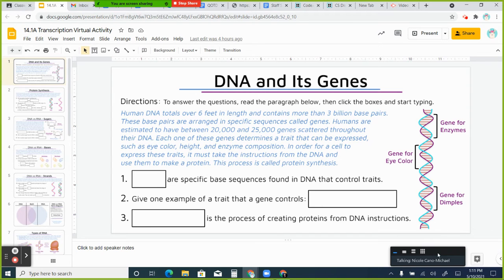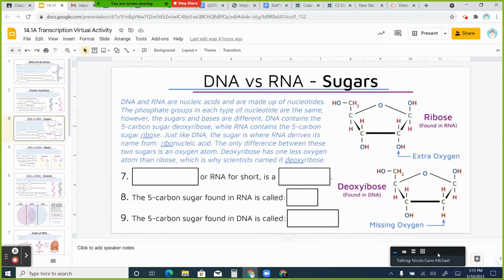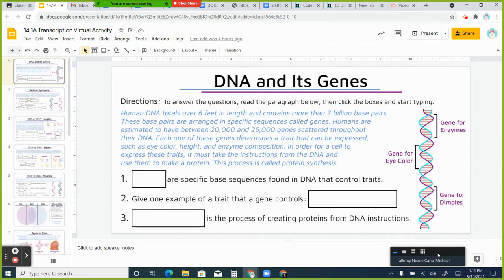So slides number 1, 2, 3, 4, and 5 are all the same type of slide. They are an information followed by question slide. So literally read the information and then answer the question or fill in the blanks. So let's do this one together.